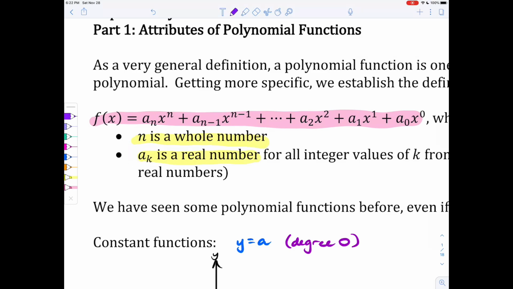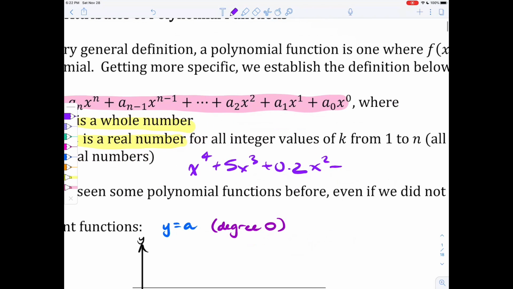So that means that we're going to see things like, well, any polynomial really. You could have like x to the 4 and maybe 5x to the 3 and like 0.2x squared and so on and so forth. Anything that looks like a polynomial. Noting that all these exponents have to be whole numbers and that we have coefficients for each one of those powers of x. We have seen some of these things before.